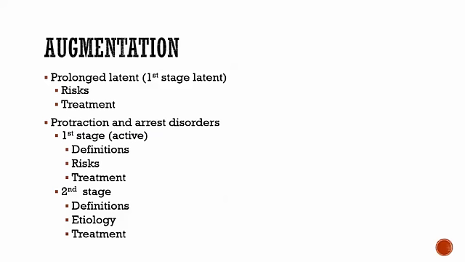All right. So just by way of review, once you're protracted, you're not making progress, you can start oxytocin to help that. If you progress on to being arrested, so you're making no progress in 4 hours, then you might need to consider cesarean section.